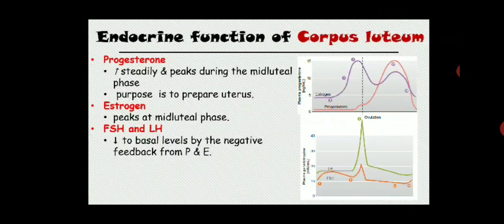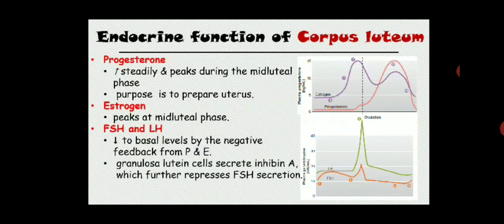And again, the granulosa cell will also secrete one more hormone, that is inhibin A. That inhibin A will further repress FSH secretion, in the same way that the Sertoli cell secretes inhibin B, which decreases FSH secretion in males. In females, the granulosa lutein cell will secrete inhibin A, which further represses the secretion of FSH. This is all about the stages of an ovarian follicle.